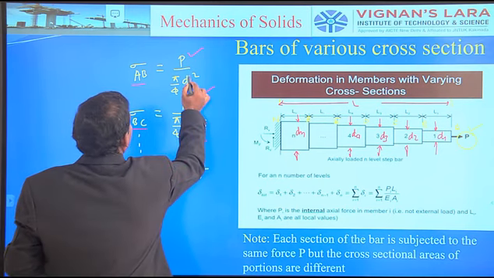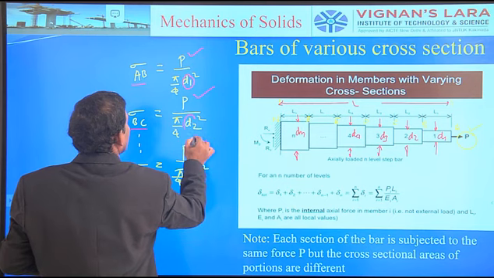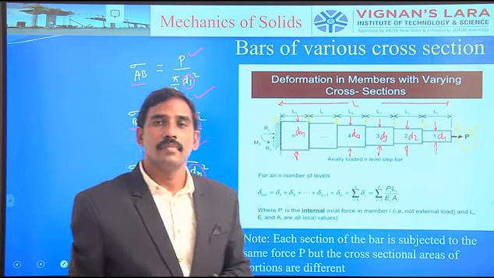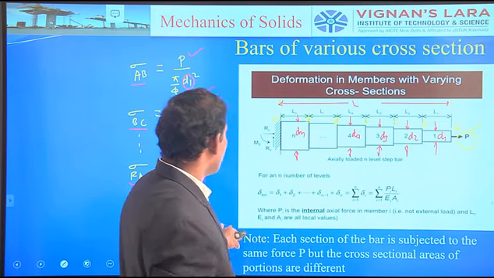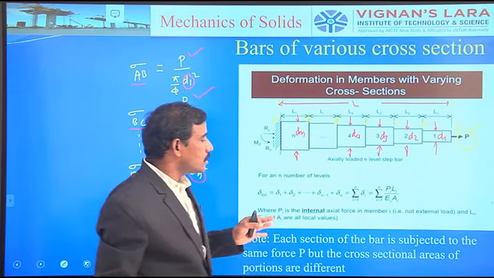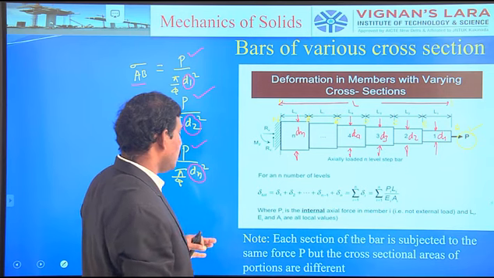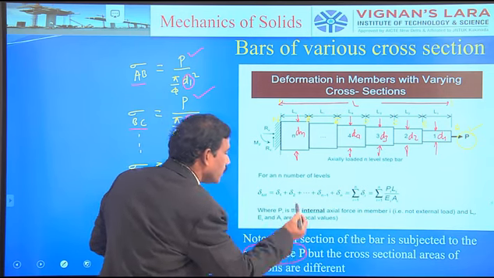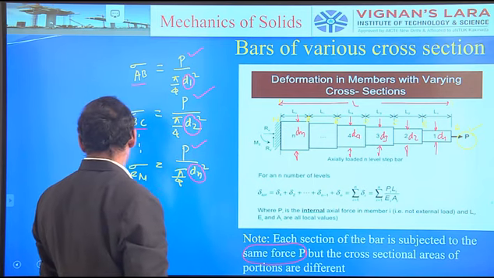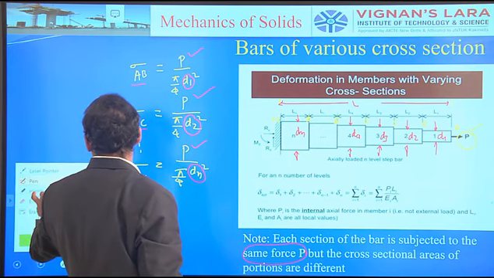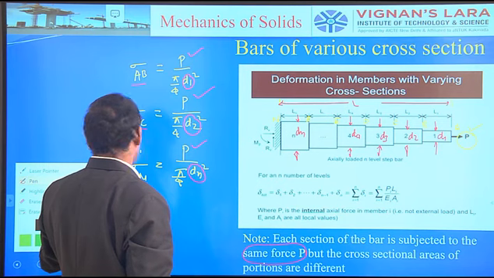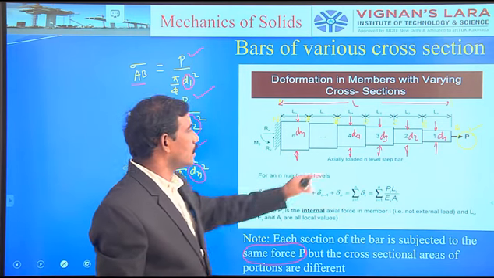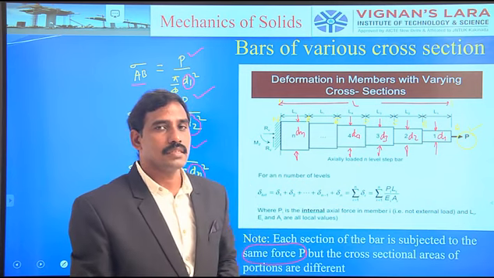Since D1, D2 and Dn are not the same, note down this point: each section of the bar is subjected to the same force P. Keep it in mind. Even though the force is the same, the stress is not the same because the diameter is not the same.